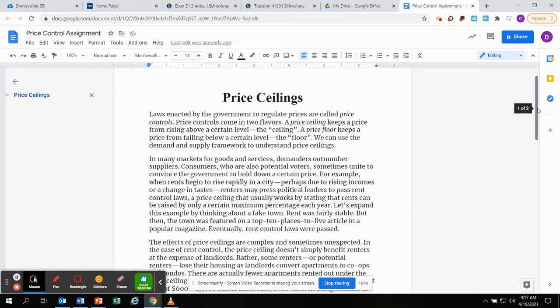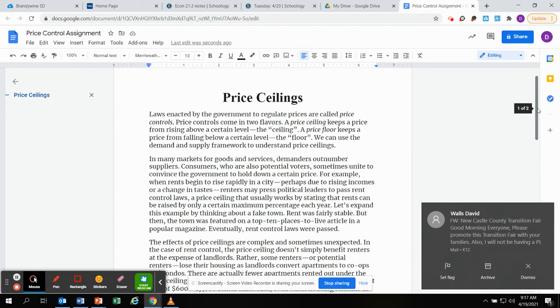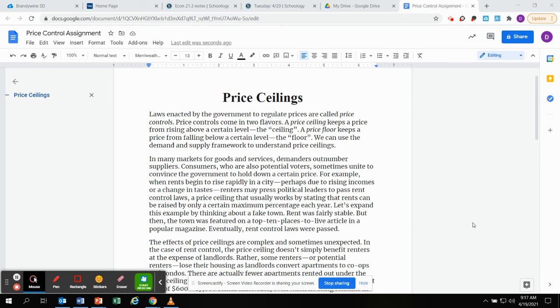Good morning, civic students. Today I'm going to read to you about price controls. So please follow along during the reading and you will be able to use this on your assignment today.